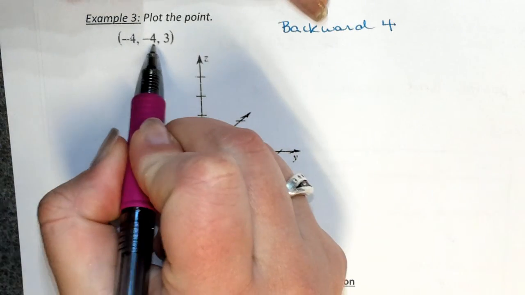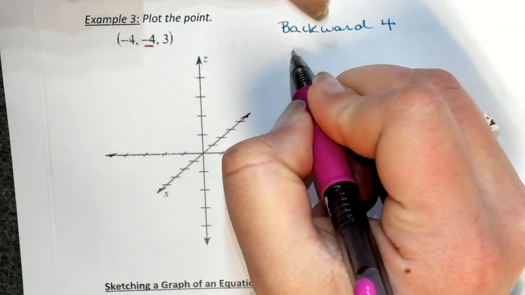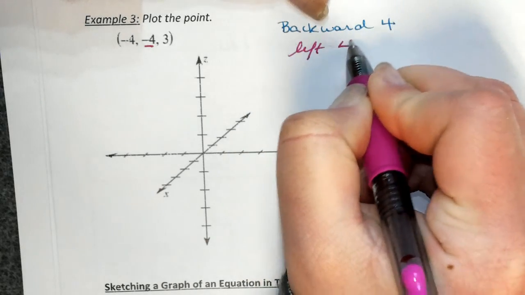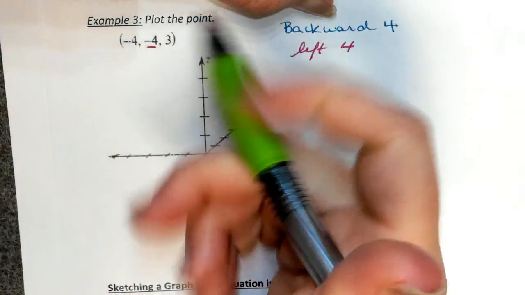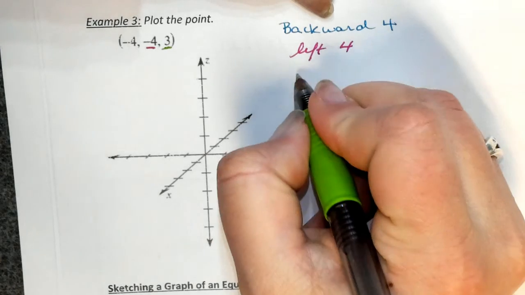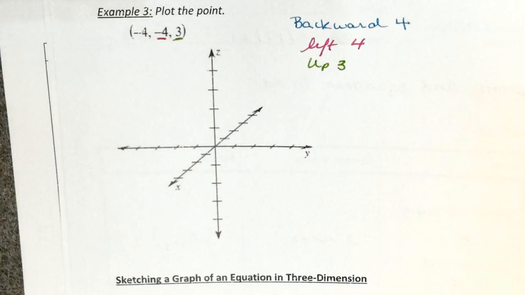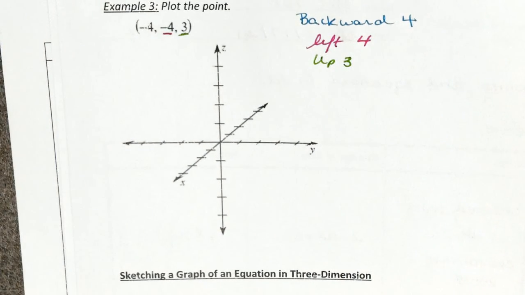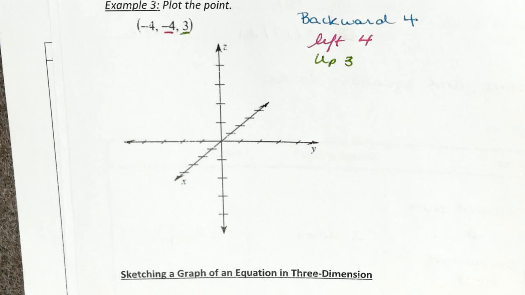What's that middle one tell us? Left 4. And what does this 3 tell us? Up 3. So what we're going to have to do is, first off, we need to make sure that our scales actually go to 3.